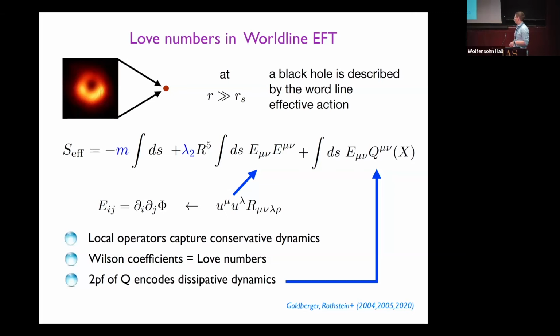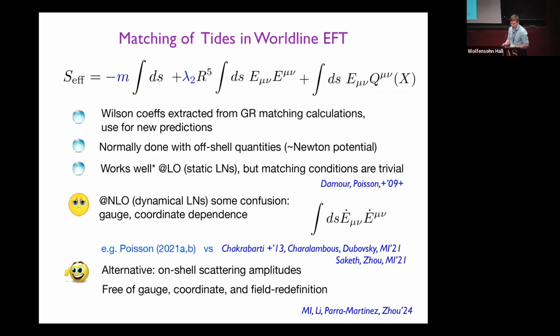So the local operators capture conservative dynamics, and there are some Wilson coefficients that appear here that basically correspond to Love numbers. And if you want to describe the dissipative dynamics, you have to be smarter because you cannot do it with the local action. You have to introduce some dissipative degrees of freedom that live on the worldline, and then put them in a composite operator, such as this composite multipole moment, and then couple this internal multipole moment to the tidal fields. And this kind of construction we use a lot in the context of the AdS/CFT correspondence. And basically, the two-point function of this Q field encodes the dissipative dynamics. So its imaginary part will encode tidal heating.